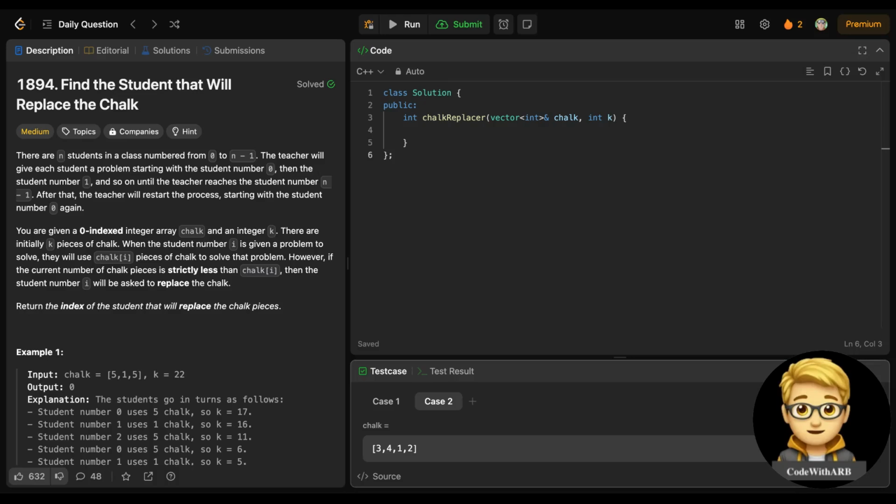Hello everyone, we will solve today's LeetCode problem. After a very long break actually, we will start daily problems from now.